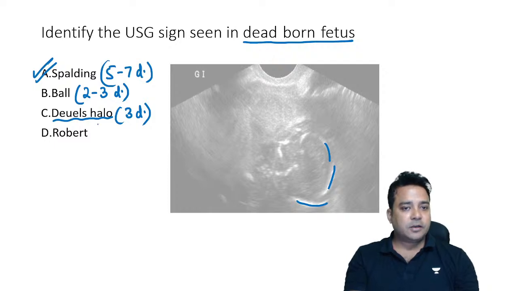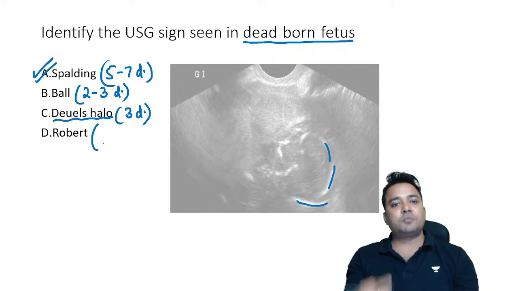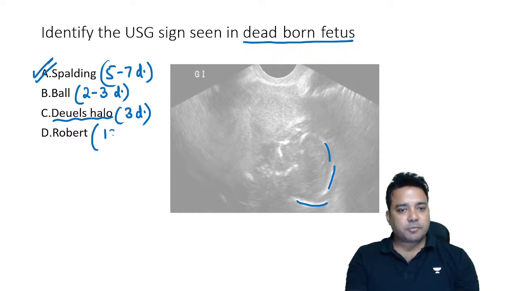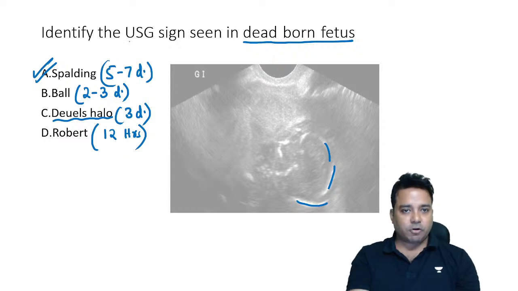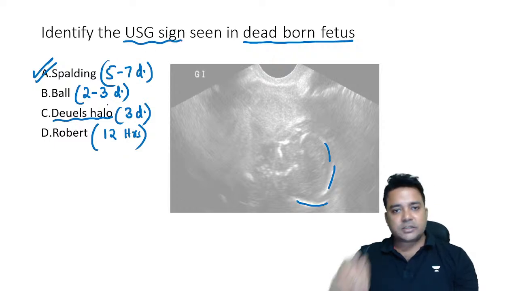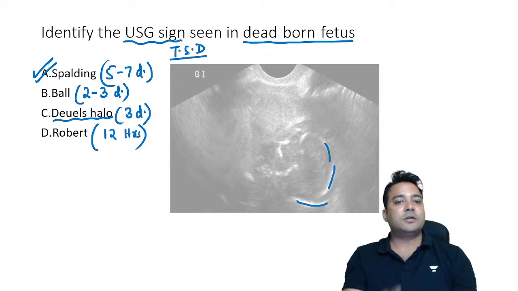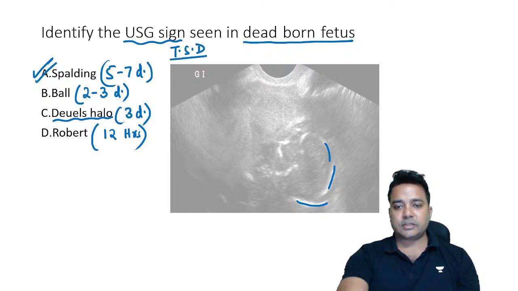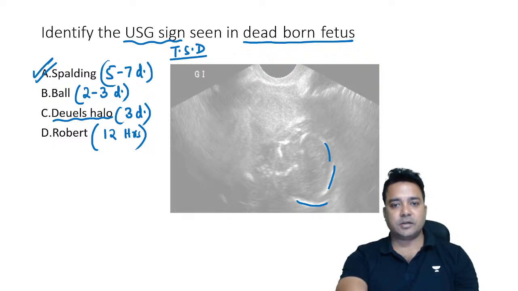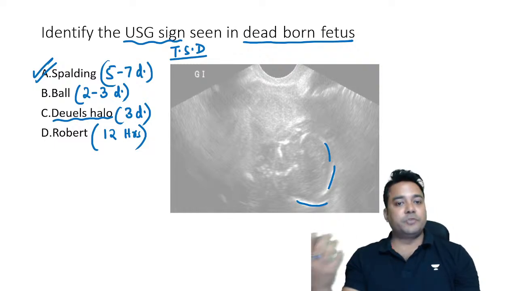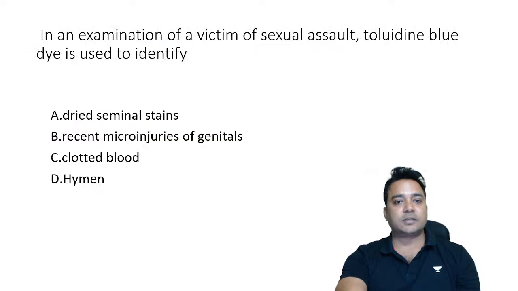Robert sign क्या होता है? When this process of autolysis produces gases in great vessels like aorta, we say Robert sign is present, and this is seen at about 12 hours of death. So basically all these USG signs, when the USG is being done of the mother, they are telling me time since death. This is the medico-legal importance of these USG signs. You can estimate time since death of the fetus without removing the fetus.